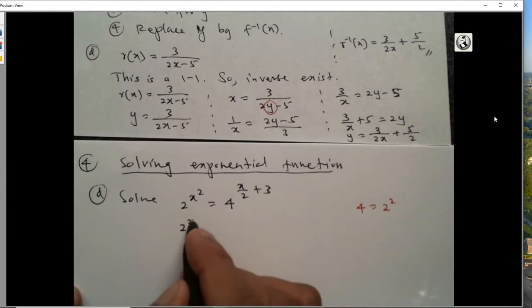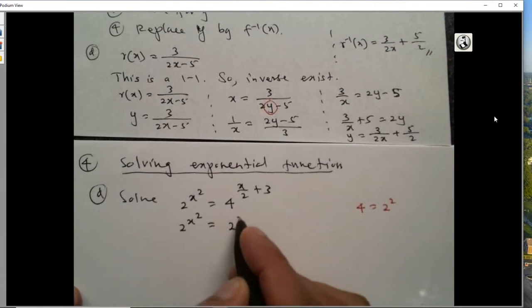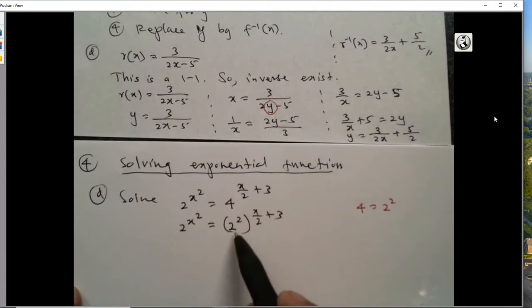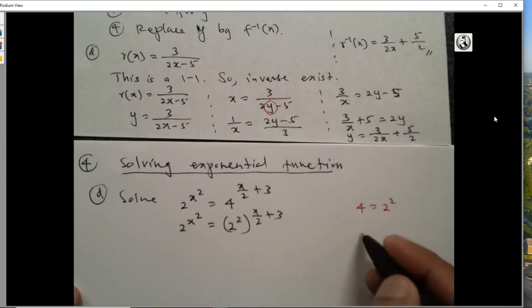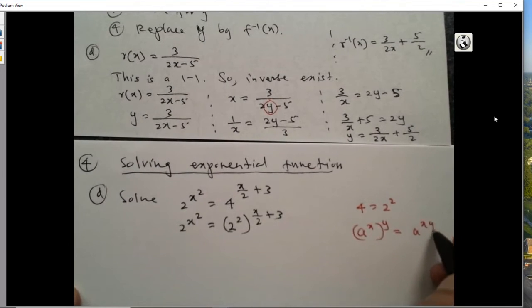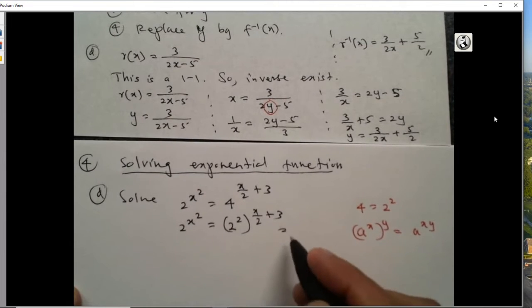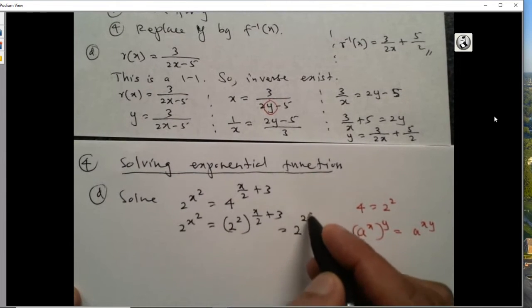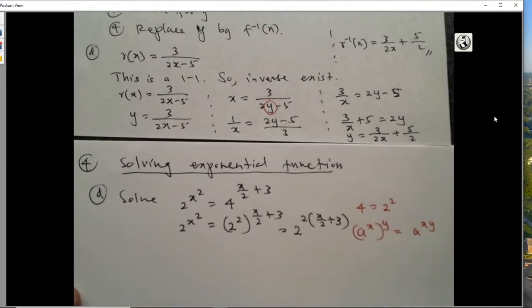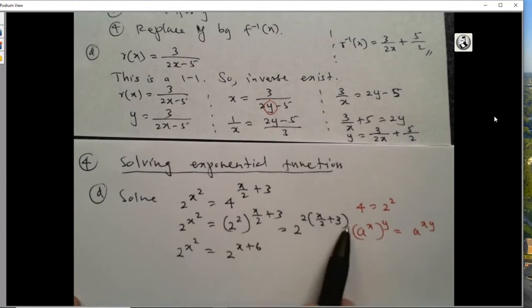So we can write this one as 2 to the x squared equals 2 squared, all to the x over 2 plus 3. Now you can see it's a power of a power situation. We know from algebra, if we have a power of a power, we multiply the 2 powers. We do the same thing here. That means 2 to the 2 times x over 2 plus 3. So we can simplify: 2 to the x squared on this side, and when you multiply, you get x plus 6.